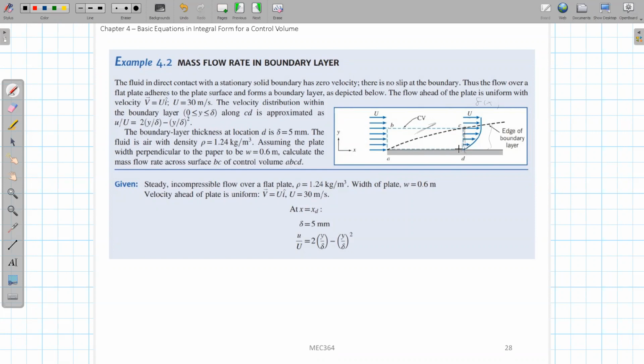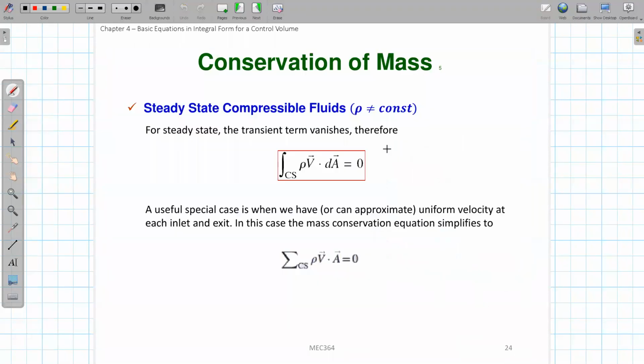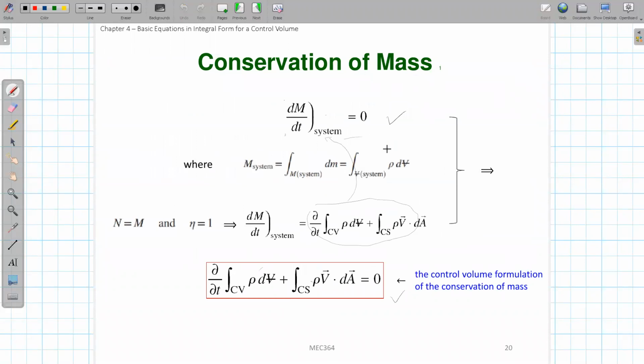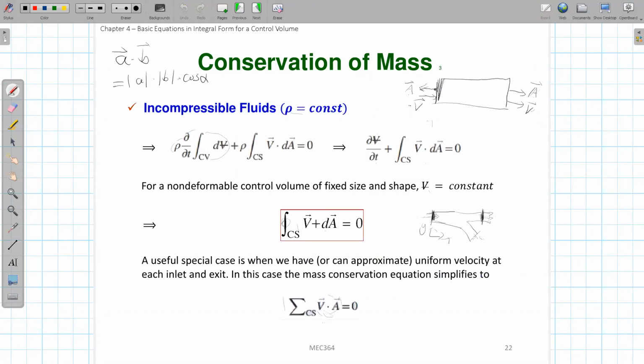The solution for this problem is straightforward. We just need to apply the mass conservation law for this control volume. What the mass conservation law is telling us is that if you add the mass flow from this inlet and the mass flow from these two outlets, using that correlation we had before, because it's steady state, this is going to 0. If you do this correlation, rho times V times dA, and assume rho is constant, we will get the result.